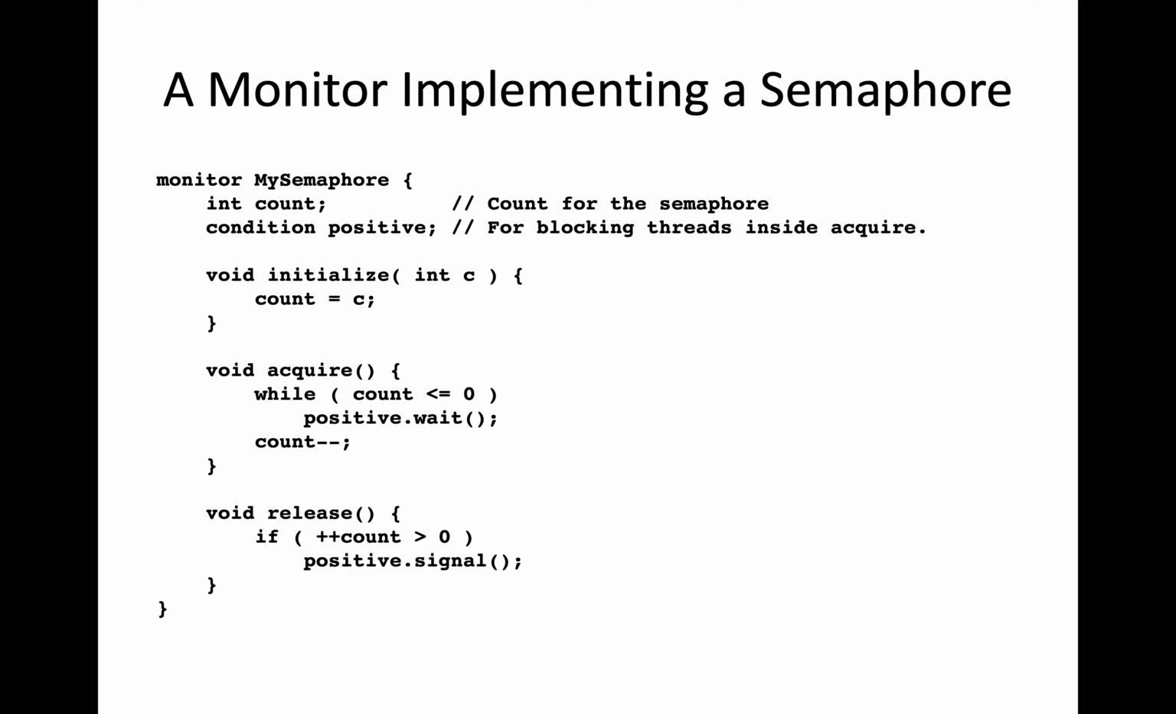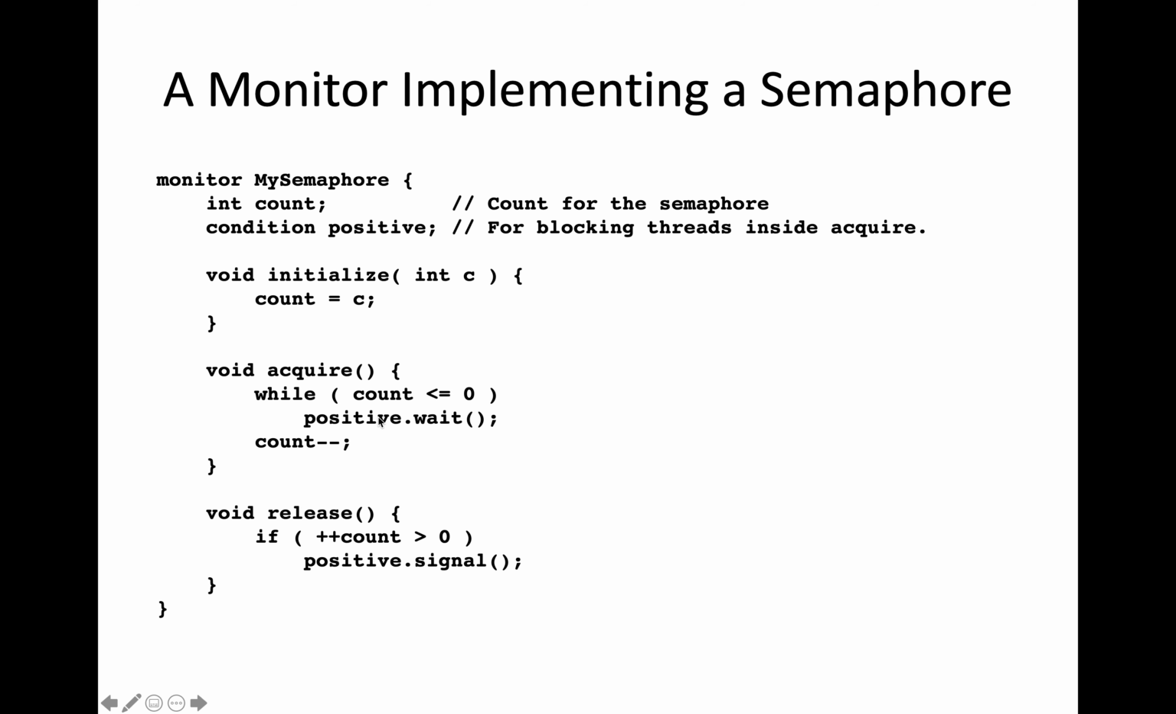Remember, for semaphores, if you try to acquire on a semaphore and its value isn't positive, then you have to wait. So I made a condition variable. I called it positive because that seems like what we're waiting for. If you call acquire and you can't decrement the semaphore, then you have to wait until it has a positive value. So that's all the state I need.